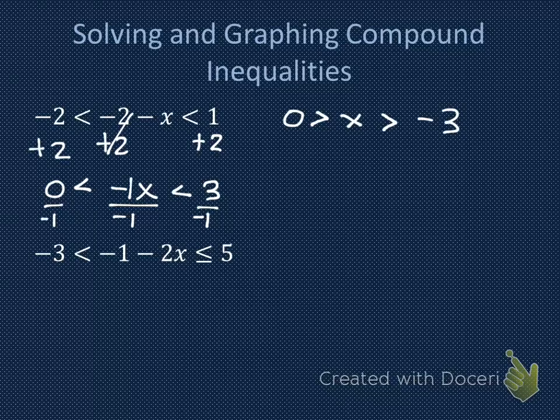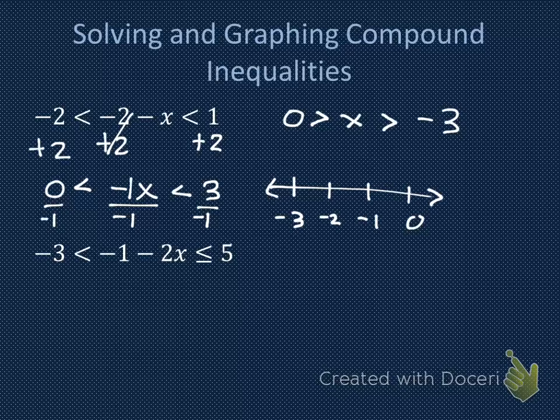Now here's the thing you got to watch out for. Because now my problem is flipped around. Which one of these numbers is smaller, 0 or -3? -3. So on my number line, I need to make sure and start it from smallest to biggest. So I have to start with -3 and end at 0. What type of circle am I going to have over -3? Open. What type of circle am I going to have over 0? Open. And we still connect the dots because it's still an and inequality.